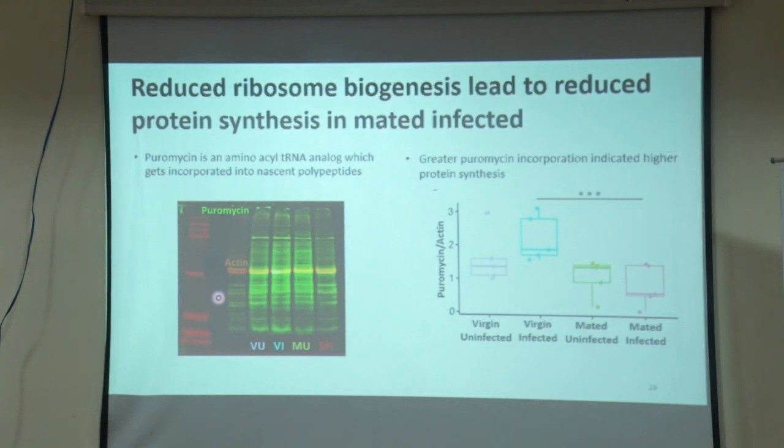To understand that, we did some Western blotting using puromycin. It's an amino acid tRNA analog which gets incorporated into nascent polypeptides. So higher incorporation of puromycin would indicate a higher rate of translation. And that's exactly what we are seeing here. When we did some quantitation on these, we could show that virgin infected females had significantly higher protein synthesis compared to the mated infected females.